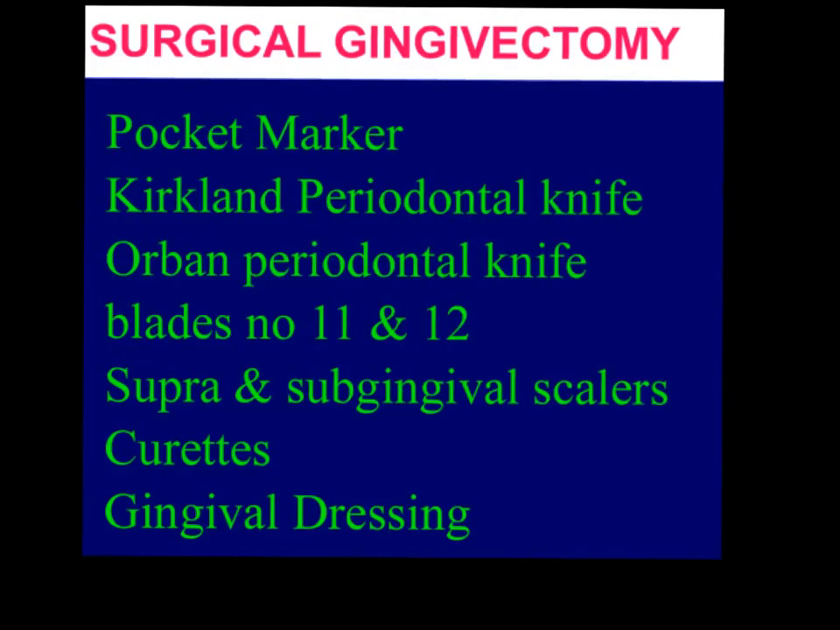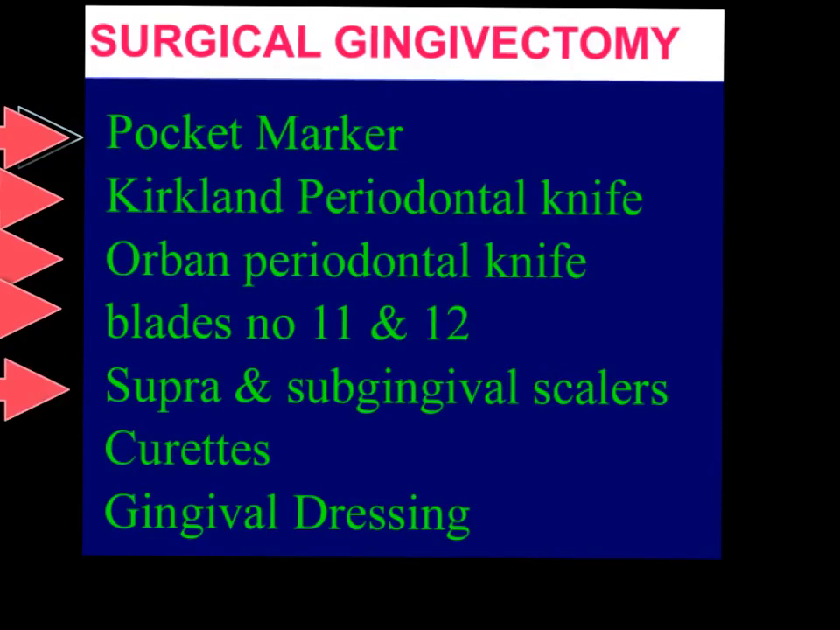The tools needed for surgical gingivectomy are pocket marker, Kirkland periodontal knife, Orban periodontal knife, blade number 11, 12 or sometimes 15, supra and subgingival scalers, curettes, and surgical dressing.